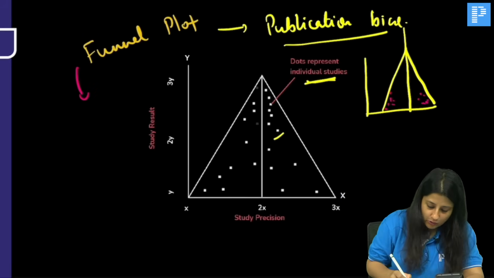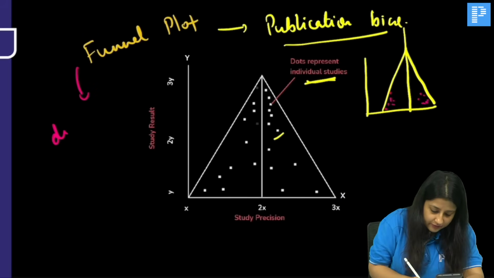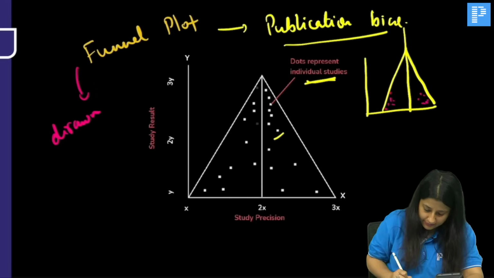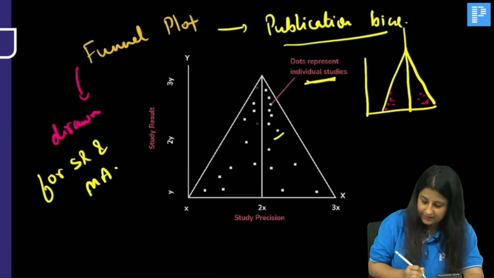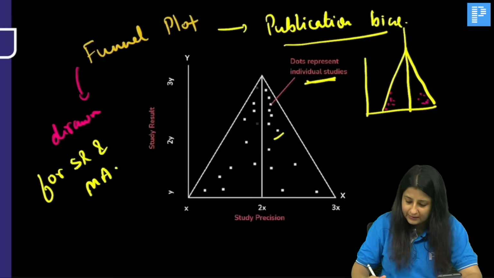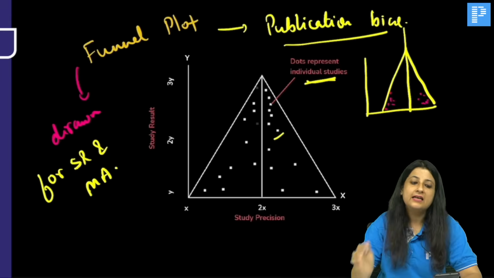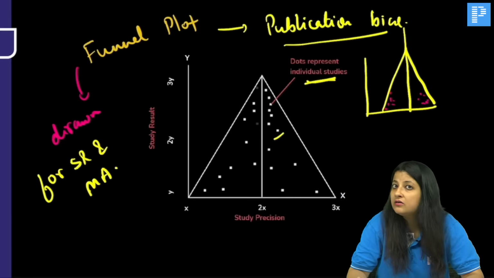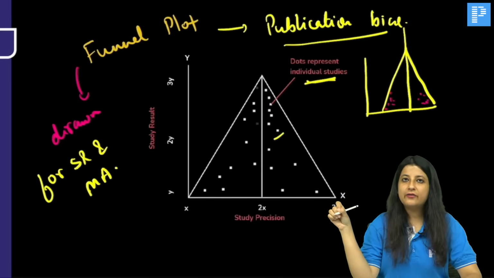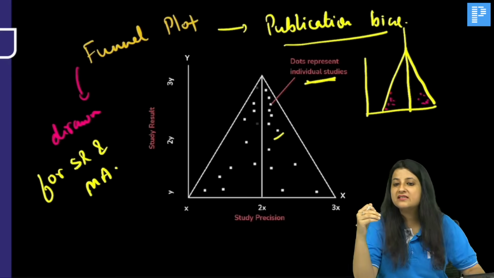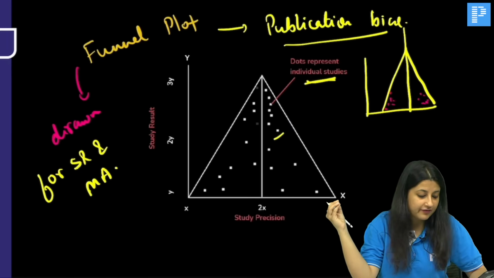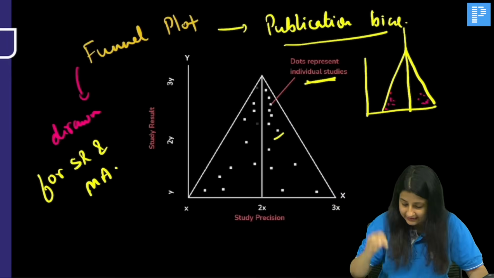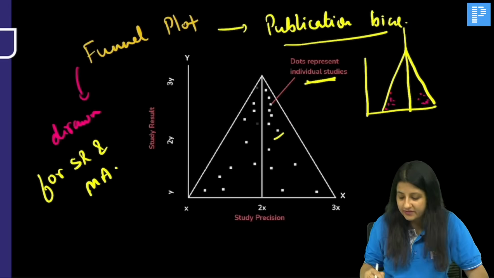And the funnel plot, you should know, is drawn for both systematic review and meta-analysis. But you all know who is the Bible of evidence-based medicine? Who is the god of evidence-based medicine? What is the gold standard of evidence-based medicine which gives us the maximum evidence of causality? What is the gold standard of evidence? Very good, meta-analysis.